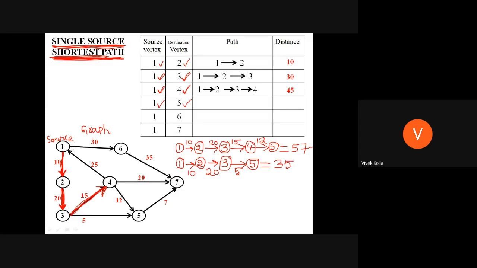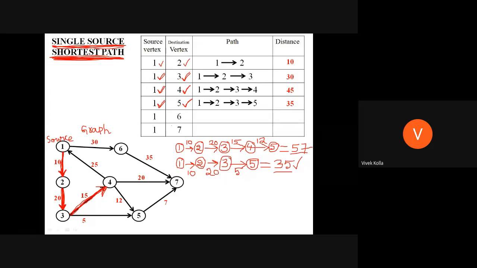So what is the shortest distance? Shortest path from source vertex 1 to destination vertex 5: if I choose the first path, it is 57. If I choose the second path, it is 35. So the shortest path is the second path, which has a distance of 35. That is from 1 to 2, 2 to 3, 3 to 5, and the distance is 35.